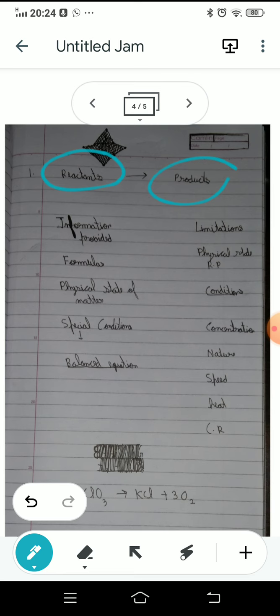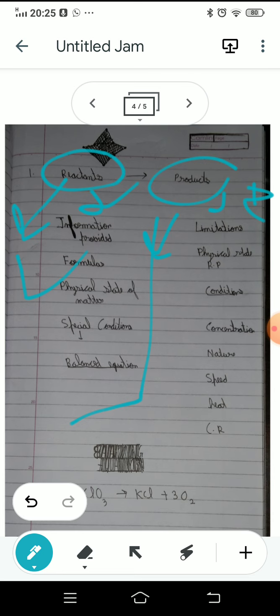Reactants are basically the substances that take part in a chemical reaction, and products are the result which is formed after that chemical reaction. Reactants are always written on the left side and products on the right side. Now see, this is the table, the information provided for a chemical reaction, and the limitations for a chemical reaction.